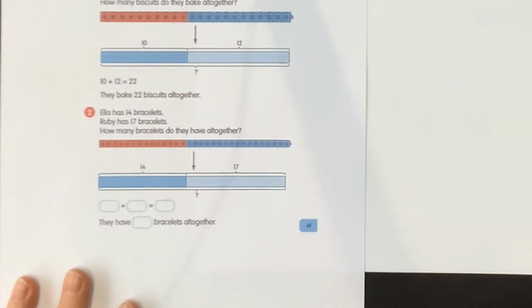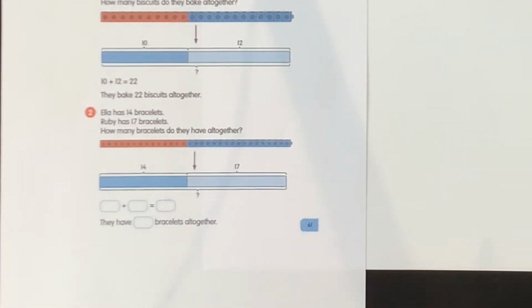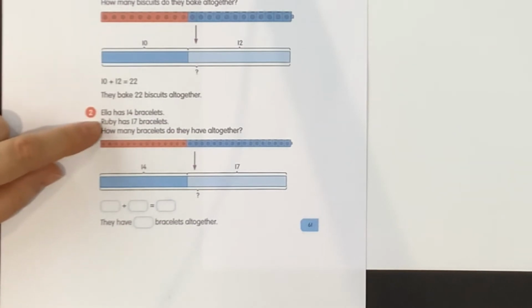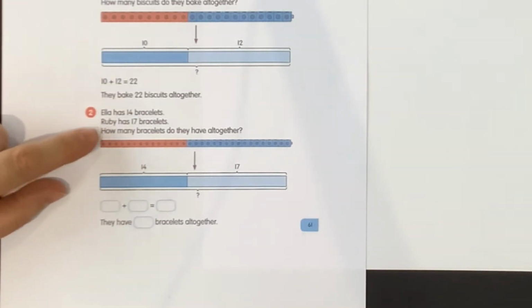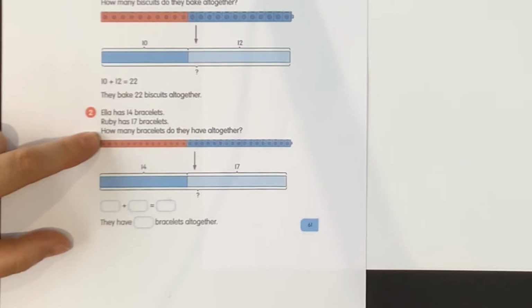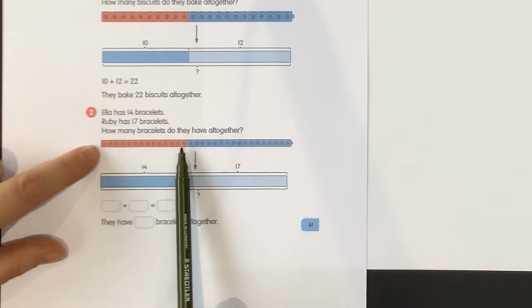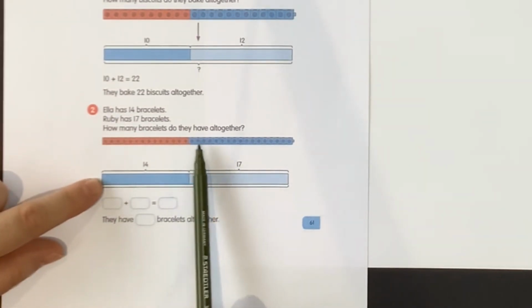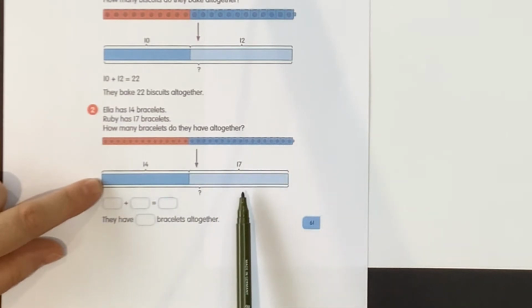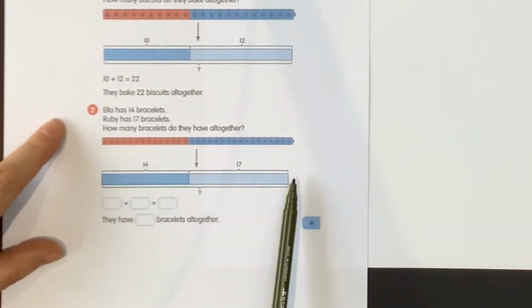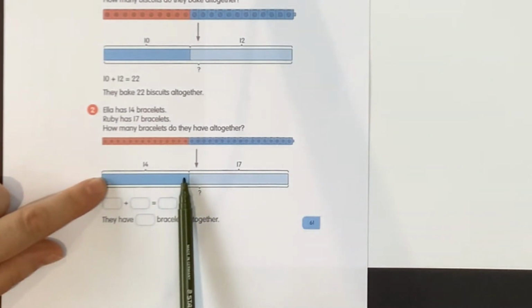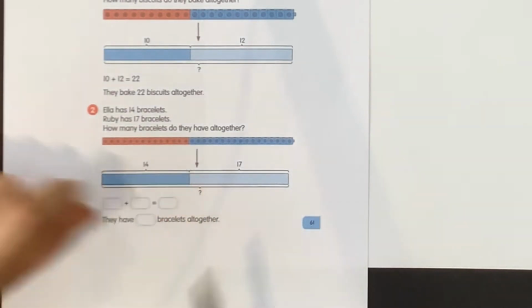Okay, so the model's been drawn for you. We'll talk it through, then you're going to go and find the answer and then come back and share it together. Ella has 14 bracelets. Ruby has 17 bracelets. How many bracelets do they have all together? So we've got the red part of our model represents Ella's bracelets. The blue part of our model represents Ruby's bracelets. So we've got a long bar. This part of the bar represents 14 and this part of the bar represents 17.